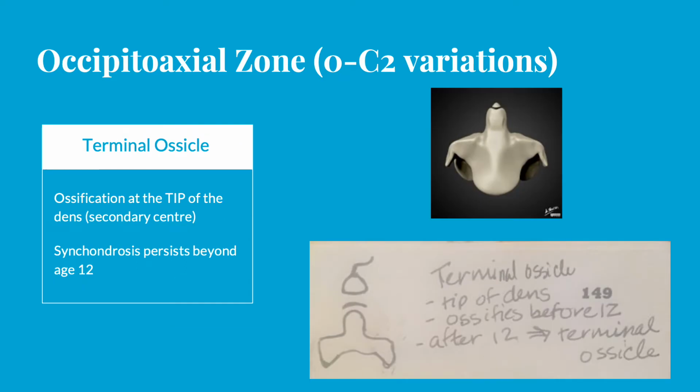The other one is a terminal ossicle. This can be easily confused with the os odontoideum, but it's very different. The terminal ossicle is like a little Hershey's Kiss that's sitting on top of the odontoid process. So it's just at the very, very tip. There's going to be a failure of fusion from a secondary center, and there we're going to have a synchondrosis that persists beyond the age of 12. Again, that age is important to remember. That's going to be located near where the alar ligament attaches, and it's significantly higher up on the odontoid process than the os odontoideum.